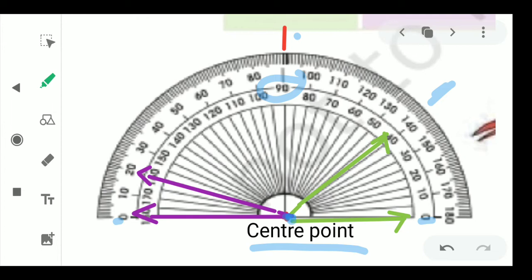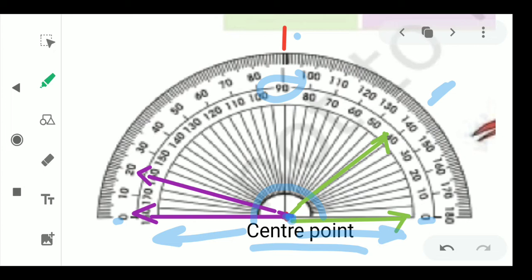There are two rays lying opposite to each other. They are forming a straight angle, which is always 180 degrees.